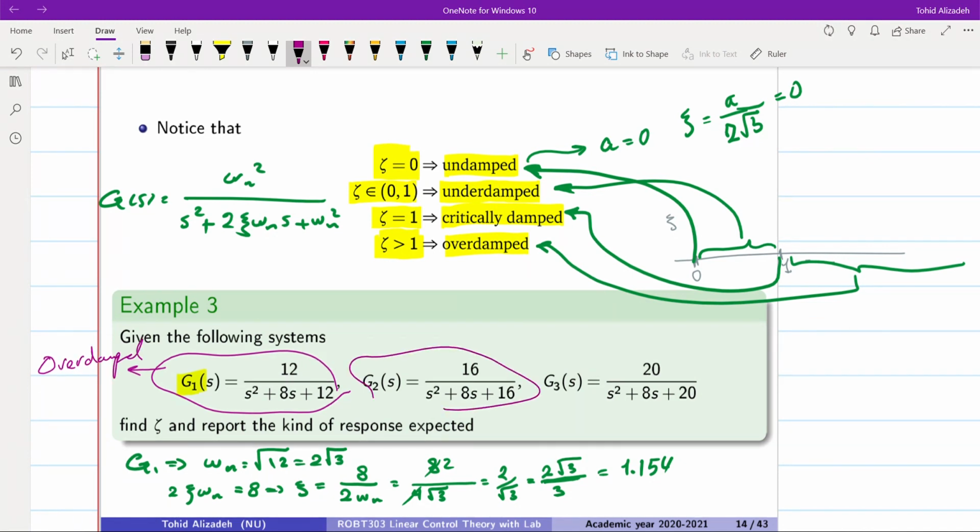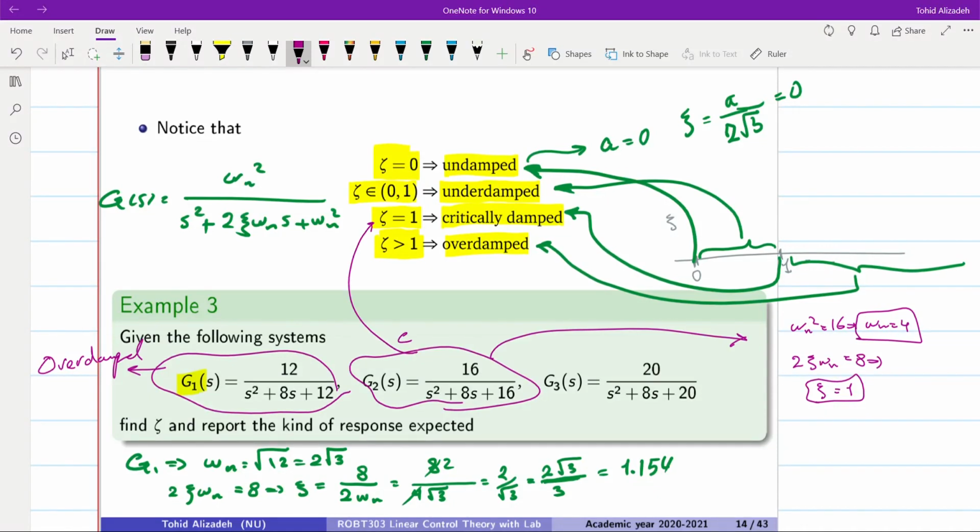For G2, let's do it quickly. Omega n squared is equal to 16, therefore omega n is equal to 4. 2 zeta omega n is equal to 8. Omega n is equal to 4, and therefore zeta will be equal to 1. And since it's equal to 1, we are expecting a critically damped response.